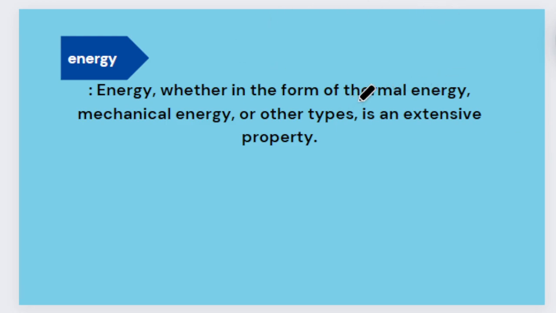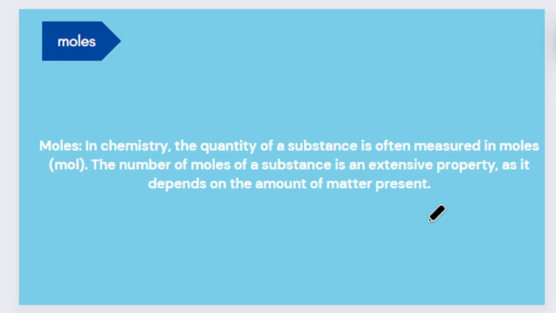Next example is energy, and energy is always present in matter. It takes the form of thermal energy or mechanical energy, and energy is denoted by capital E. And if I talk about units, the units are kilojoule, joule, and erg, and there are many other units of energy.